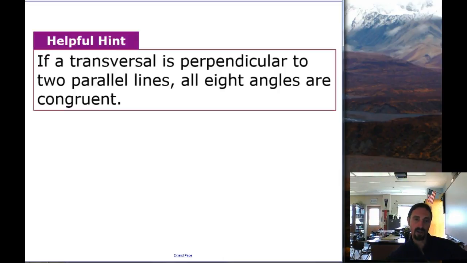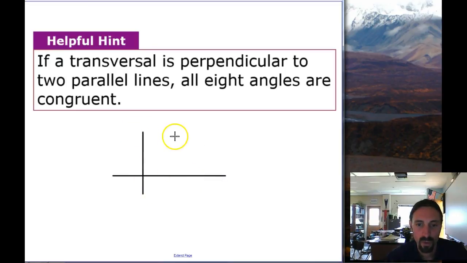Next question, or comment. If a transversal is perpendicular to two parallel lines, then all 8 angles are congruent. And that makes perfect sense. So again, if you're saying this line here is parallel to this line here, oh man, I shouldn't have done that. Let me go back. Sorry, gang. Let me make it a little easier. Transversal. If a transversal is perpendicular to two parallel lines, then all 8 angles are congruent. Of course you've got vertical angles, and they have to be supplementary, so you can just put beautiful boxes around all of these. It's pretty cool.